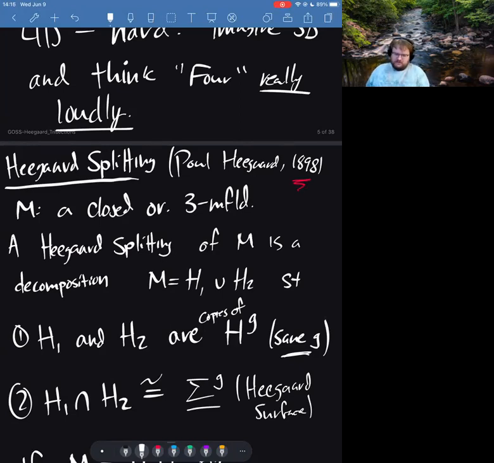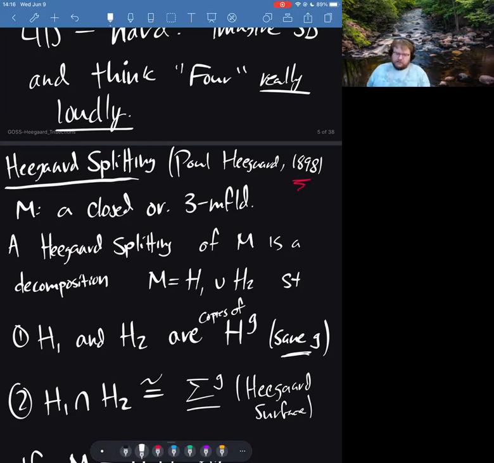So here are the ingredients. M is going to be a closed orientable three-manifold. You can also do this for non-orientable three-manifolds, but it's a pain. And you can also do it for non-closed three-manifolds, so three-manifolds with boundary. But then instead of using handle bodies, you have to use something called a compression body, which I just don't want to get into in this talk.